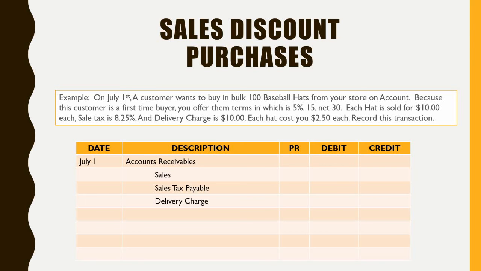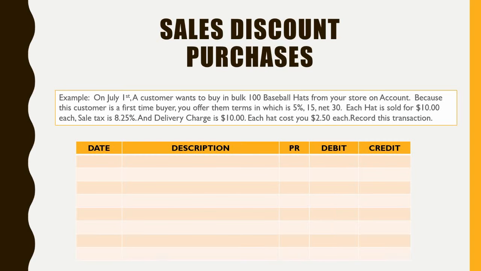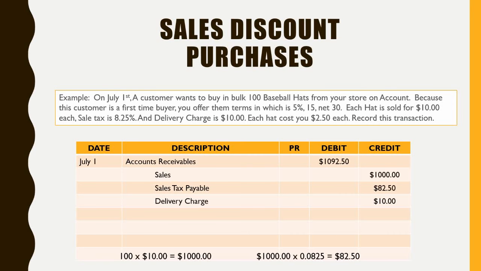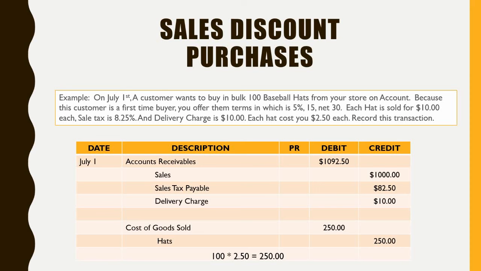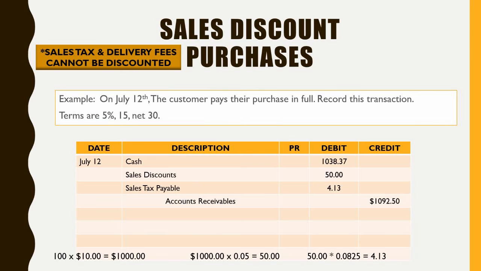So what we're doing then is when they go to pay and we put it down, we put in accounts receivable the full amount that they owed us originally, correct? Yes, the $1,092.50. Then we figure the sales discount on the product cost only. Correct. And then the sales tax is on the discount amount. Correct.